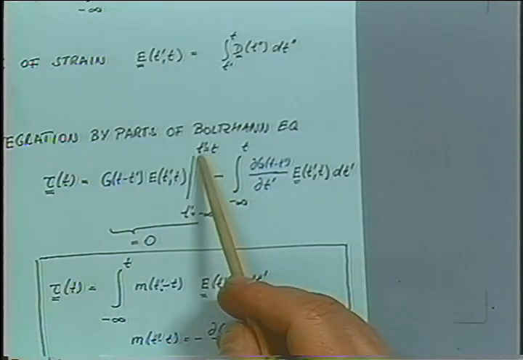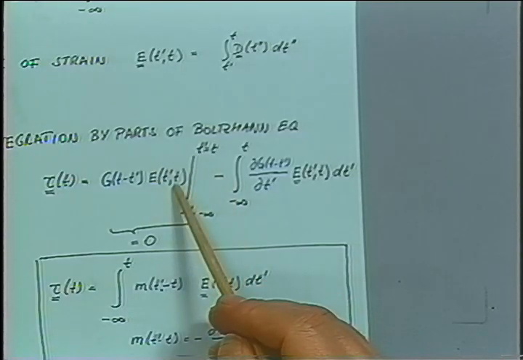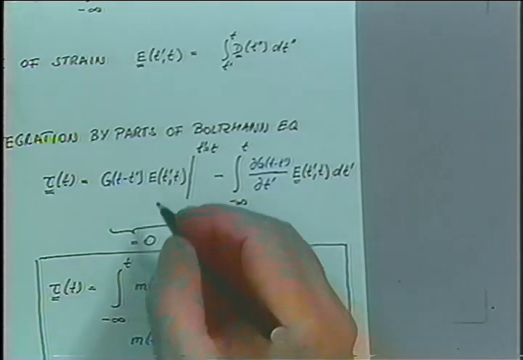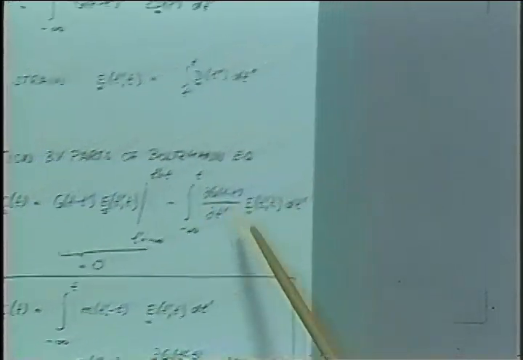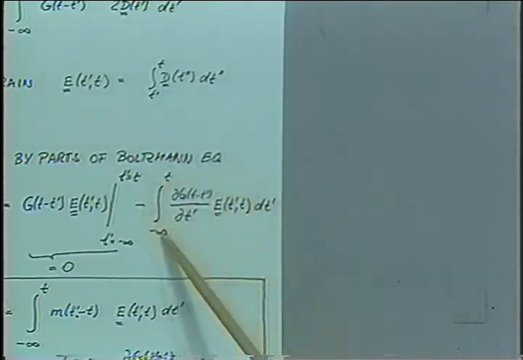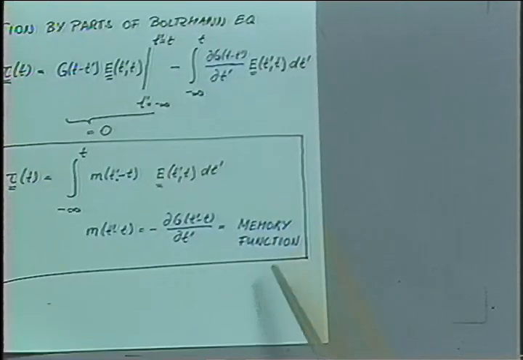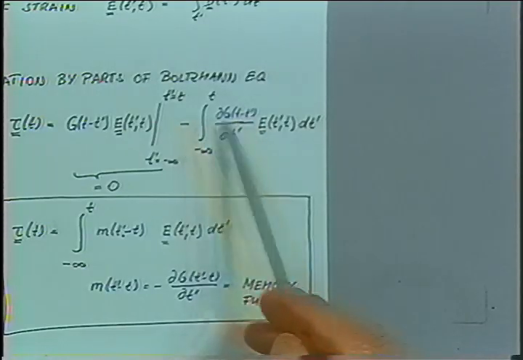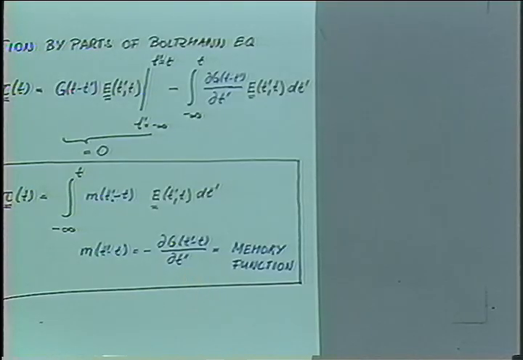And at the current instant, t prime equal to t, there's no strain introduced in the material, so this part, the strain tensor, is equal to 0. This E is equal to 0 at the current time t. So what is left is this term. We have the derivative of the relaxation modulus, which is called the memory function. Now this is combined with a minus sign up front. So the memory function is minus the derivative of the relaxation modulus.